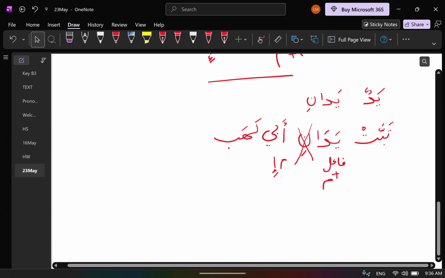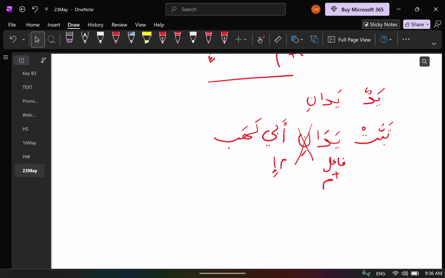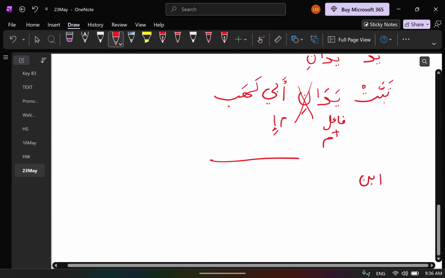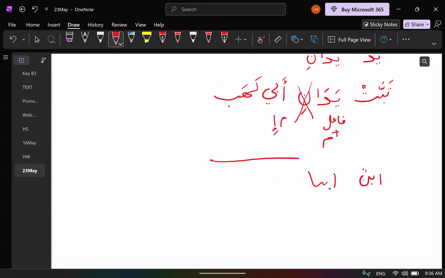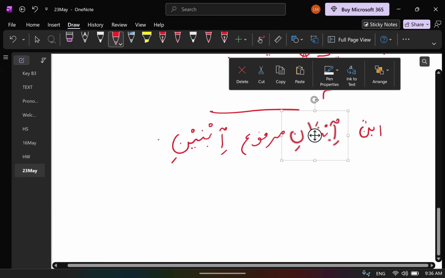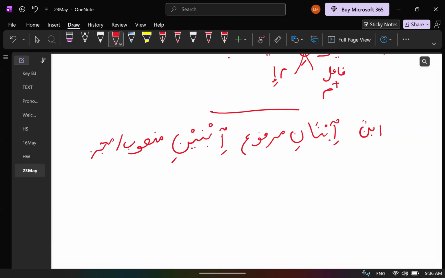Okay. Next example is Ibnun, which is singular. Ibnani, right? And Ibnani is marfu. What will be the mansoob or majroor? Ibnaini. Yes. So Ibnaini is mansoob and majroor. So we know that this is mansoob or majroor. So keep that in mind.